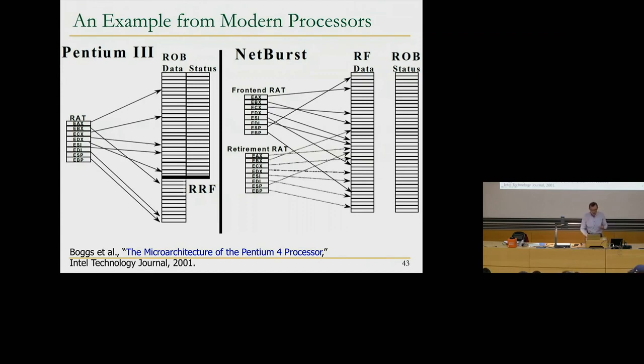So what we've done essentially, by doing what I said, is we've consolidated all of the values into this physical register file, such that the values are not all around the processor.